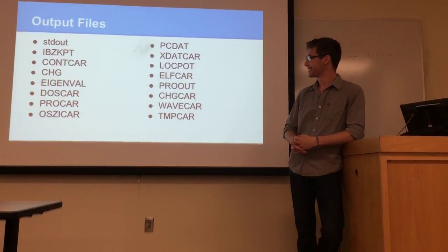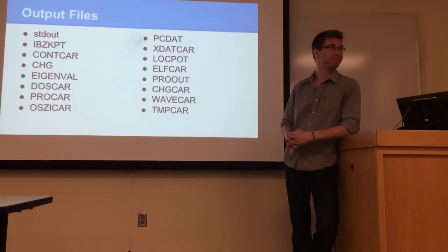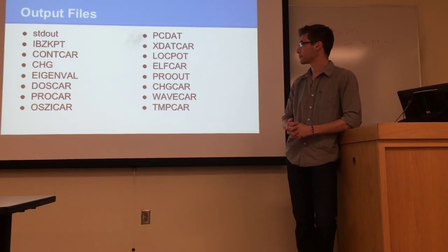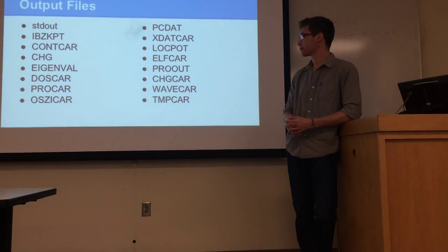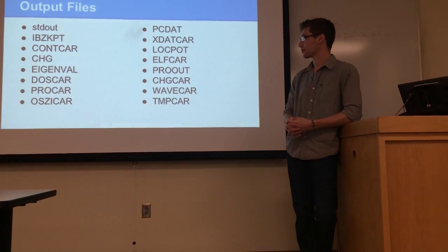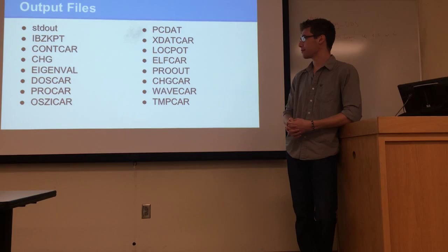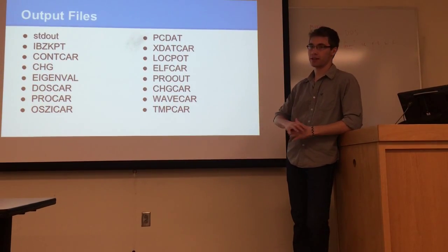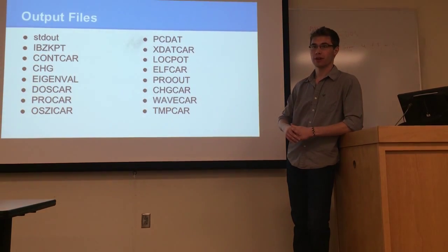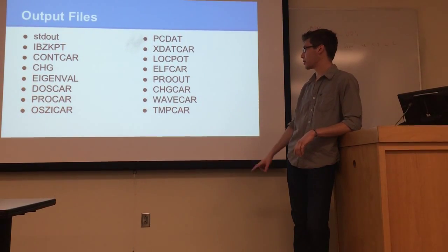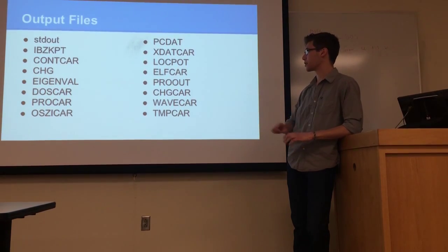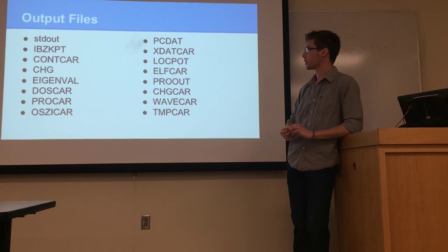Do they all have different information, or is there a lot of overlap? My first impression is that your standard out, your OSZICAR, and your OUTCAR will contain a lot of the information, like the eigenvalues and what have you. So those are just more specific. Yeah, these are just more specific.